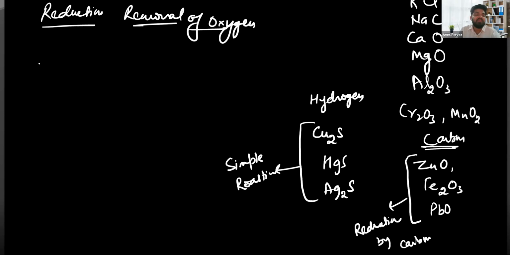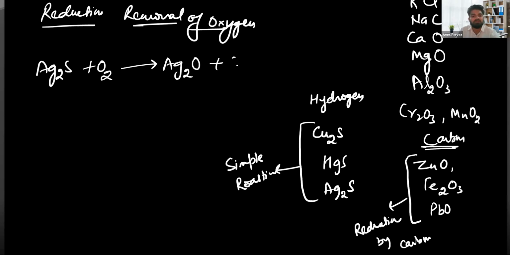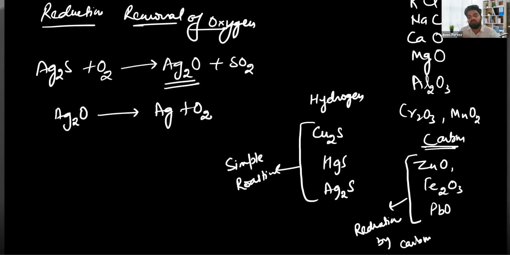Suppose you have Ag2S. What is done in roasting? You heat it in the presence of oxygen, and it gets converted into Ag2O plus sulfur dioxide. Further, if you heat Ag2O continuously, it gives you Ag, and oxygen gas is removed. So by simply heating, the sulfide gets converted into oxide, and then the oxide on continuous heating gets converted into silver. You understood? So this is for silver.